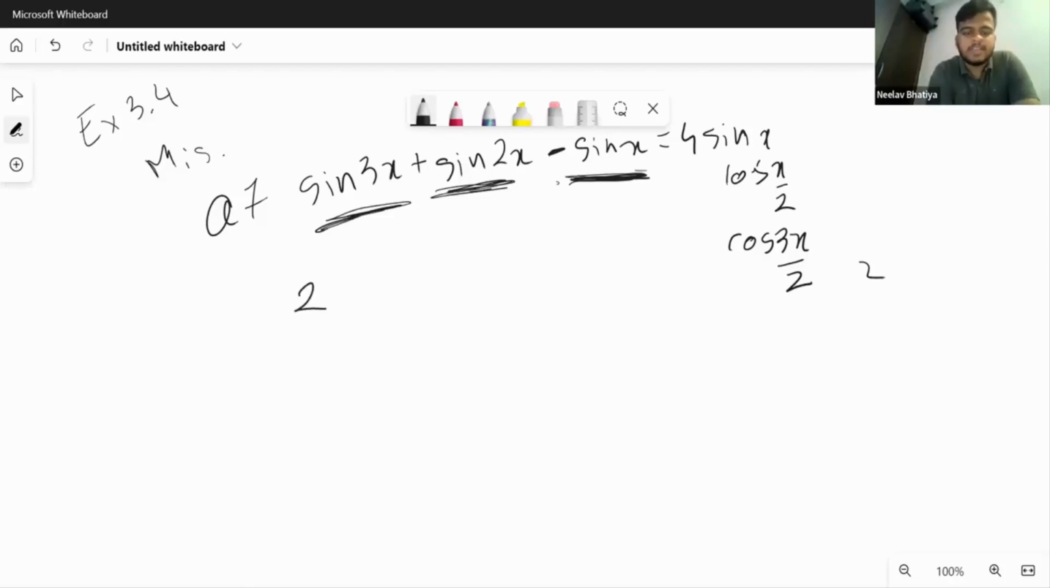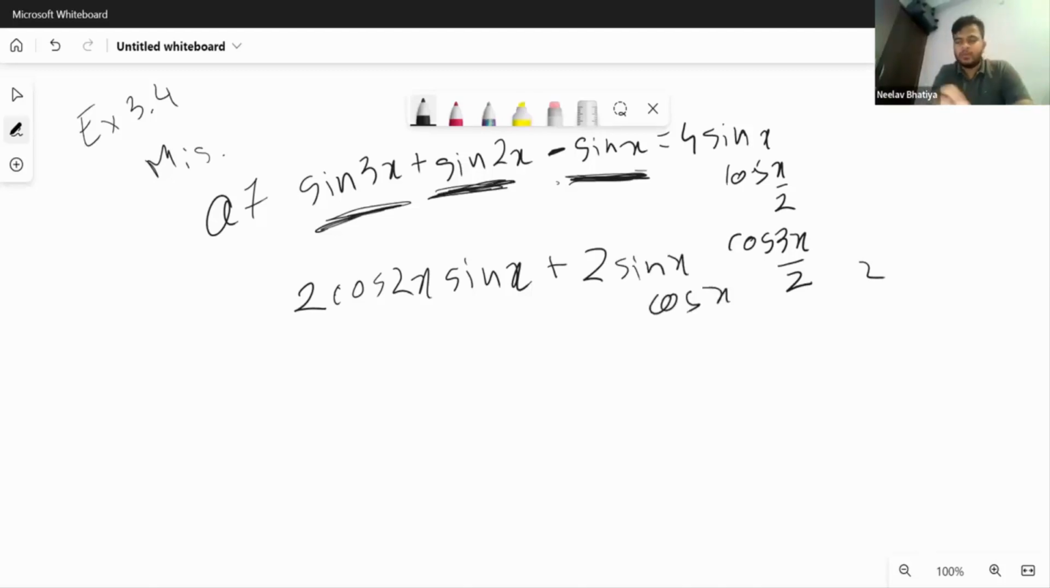So sin c minus sin d is nothing but 2 cos (c plus d) by 2 sin (c minus d) by 2, correct? So 3x plus x equals 4x divided by 2 equals 2x, cos 2x, and sin (3x minus x) equals 2x divided by 2 equals x. Now don't write sin 2x as is, because then you're not able to take anything out common. Instead, write sin 2x as 2 sin x cos x.